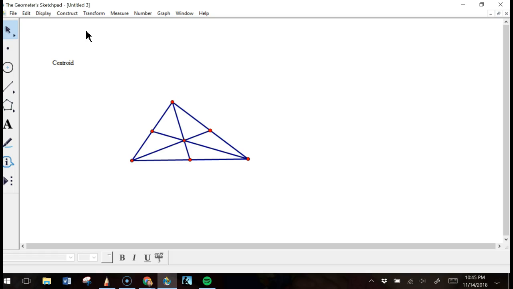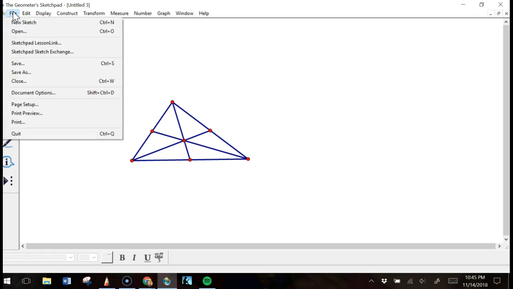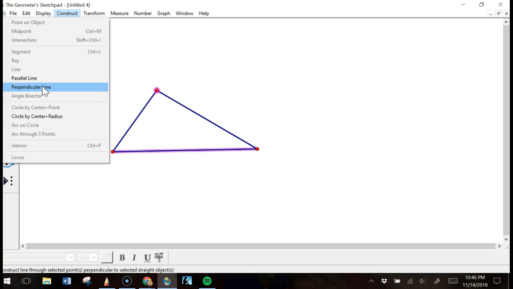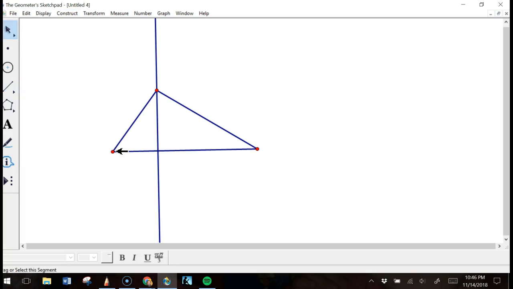So that's three of the centers. And the last one, which we can construct but is fairly not useful, is if we take the three altitudes. So I want to go from vertex to opposite side and construct a perpendicular. So that's one altitude.